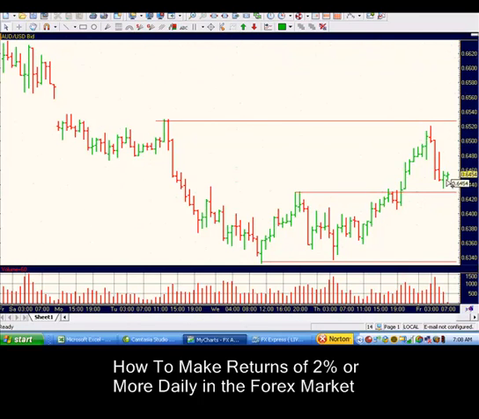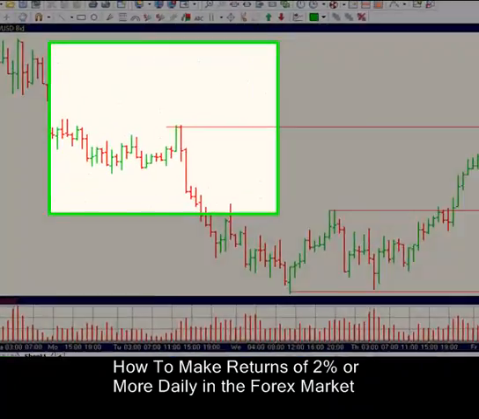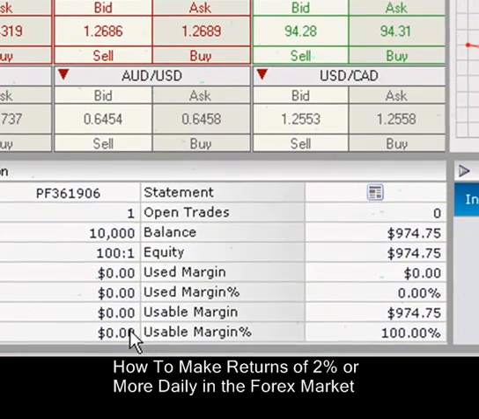Alright, okay, now we're close to our entry point here, right? So I want to take a trade around this point here, alright? Let's go to the trade station and trade one lot. Okay, so here is my Aussie. I want to sell the Aussie here.